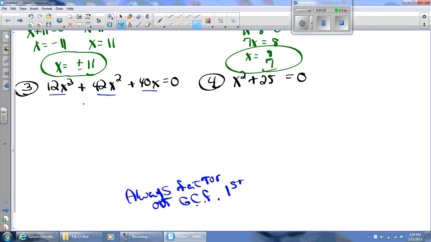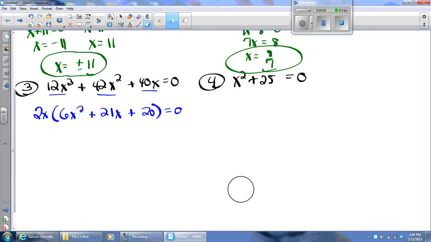You see it? I think I'm going to factor out a 2x. And when I do that, I'll be left with 6x squared plus 21x plus 20, and that'll equal 0. Now let's see here. It's a trinomial. It looks like it's not going to factor super pretty. So I'm just going to worry about the problem inside the quantity. I'll multiply 6 times 20, which is 120, and I need two factors of 120 that will add to get 21.